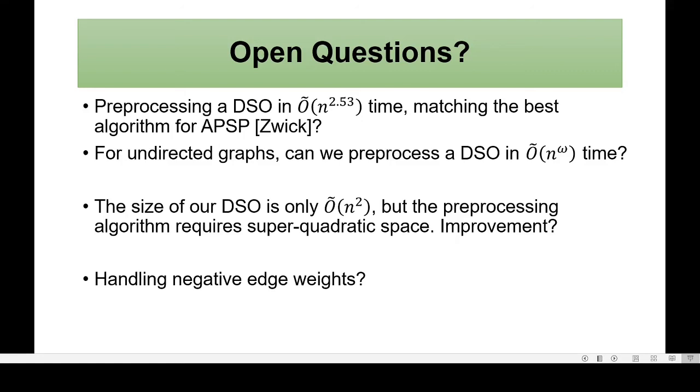And second, can we handle negative edge weights? The DSO in this paper cannot handle negative edge weights due to some subtle point in Bernstein and Karger's algorithm.